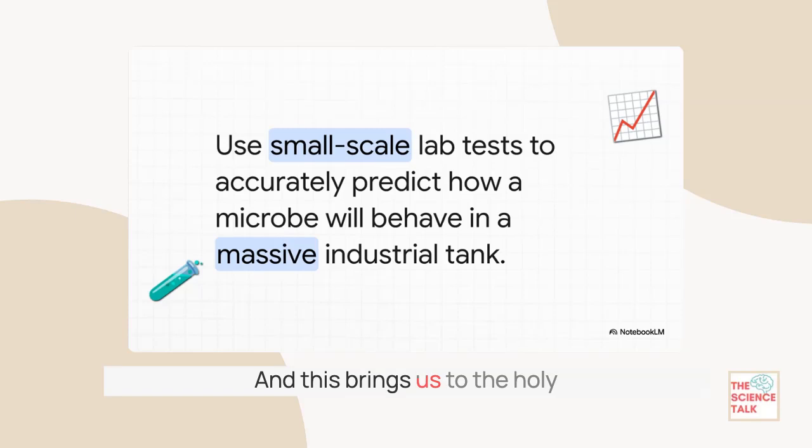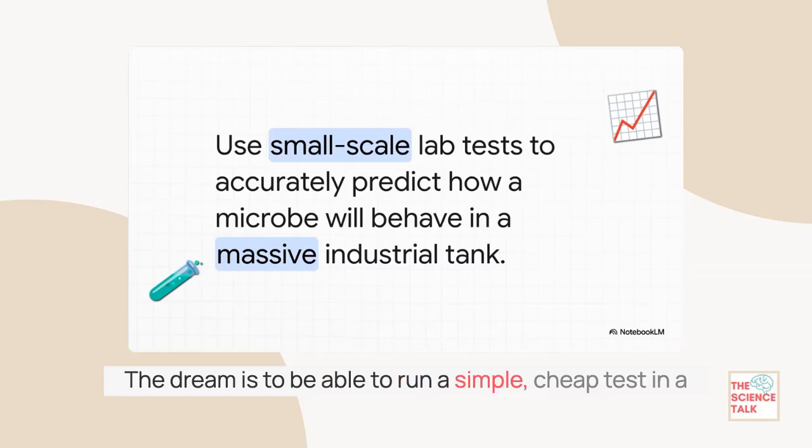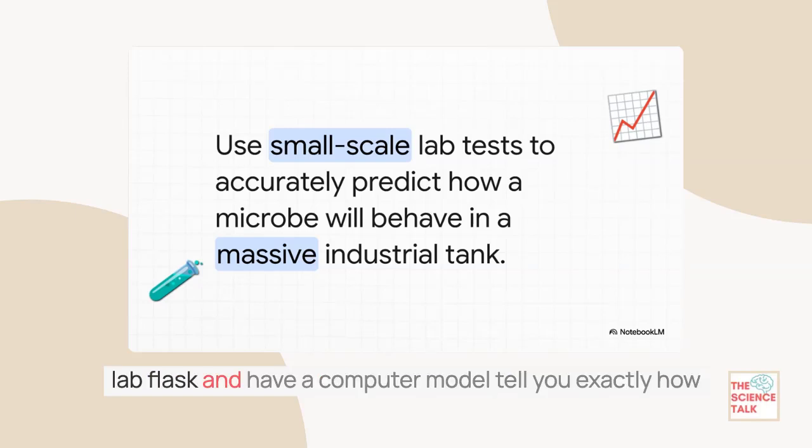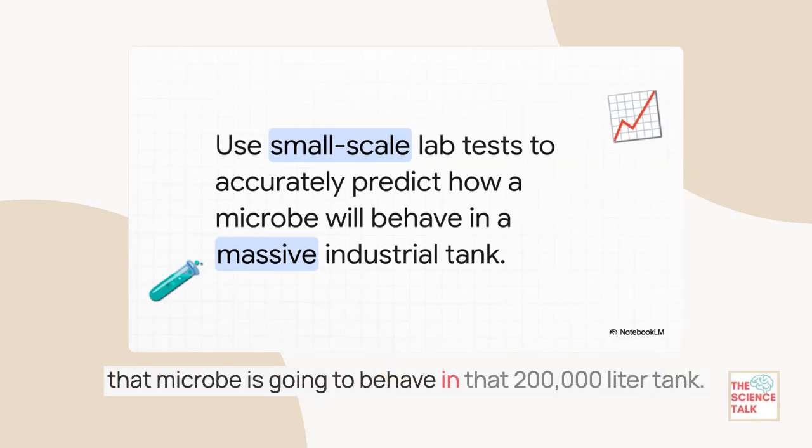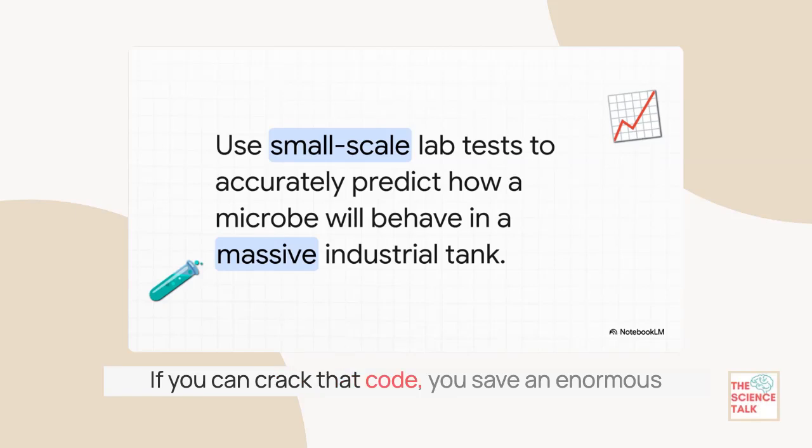And this brings us to the holy grail for researchers in this field: predictability. The dream is to be able to run a simple, cheap test in a lab flask and have a computer model tell you exactly how that microbe is going to behave in that 200,000-liter tank. If you can crack that code, you save an enormous amount of time, money, and headaches. It's a total game changer.